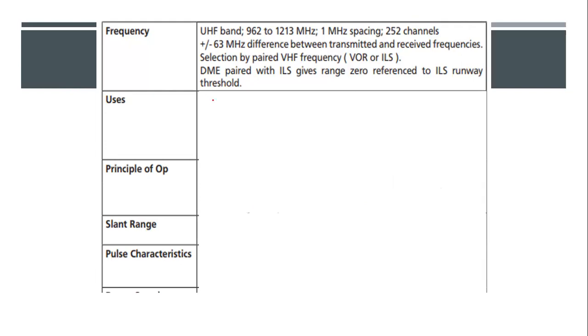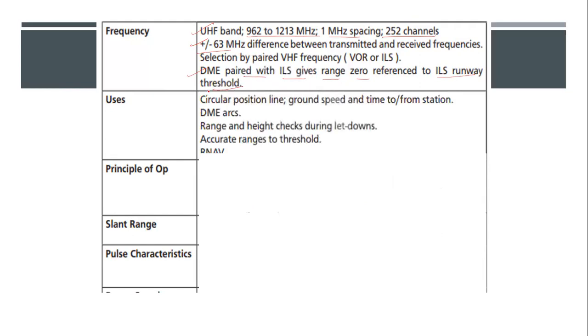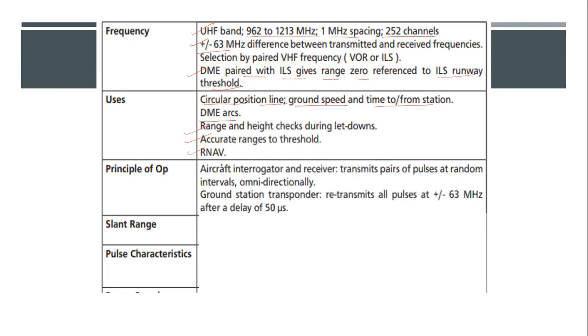We just go through the summary before we end this chapter. You'll find the summary also in the notes. This is the UHF band. 252 are the channels. You can see plus minus 63 megahertz is the difference. DME paired with ILS gives the range 0 only at the ILS runway threshold. That is why you have to specify that. What are the uses? Circular position line, ground speed, time to distance, DME arcs, range height checks, accurate ranges, and RNAV, which is your autopilot also.